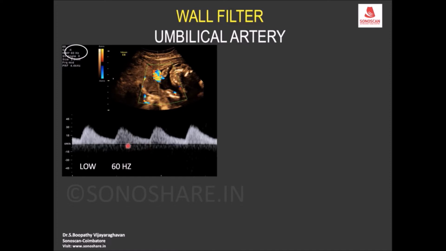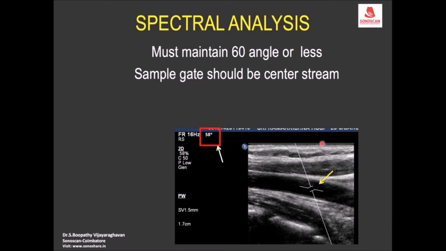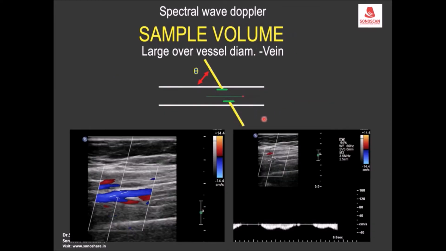So as a result, the low velocities, which is the flow velocity in the umbilical artery, is low in the diastole. So that is flow in the umbilical artery. But because you have used the wrong wall filter of high 500 hertz, then the sample gate should be centered in the stream. In an artery, it should be centered because of the laminar flow. We get the laminar velocity spectral Doppler. So for artery, you use a small sample volume at the highest flow. So wherever there is flow, it will be shown in the spectral Doppler.